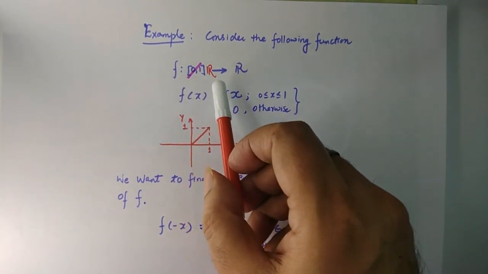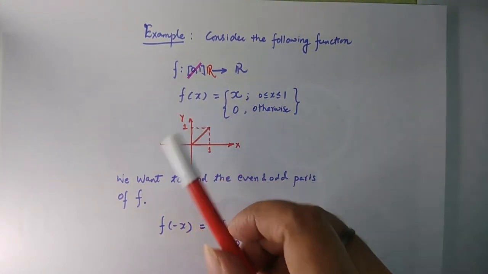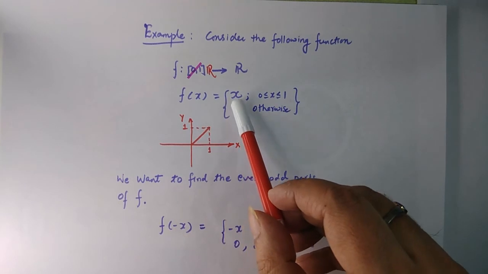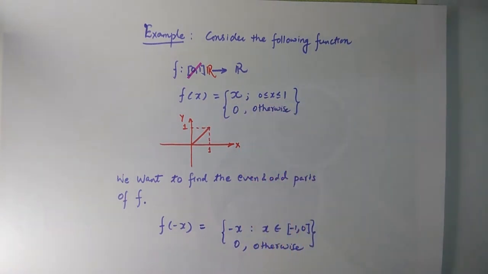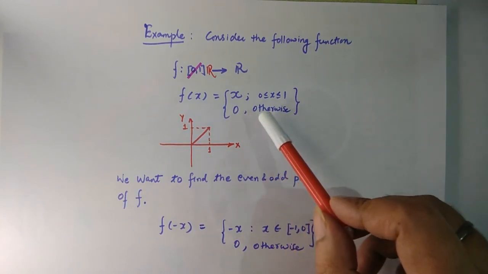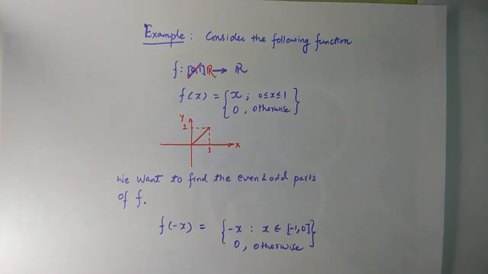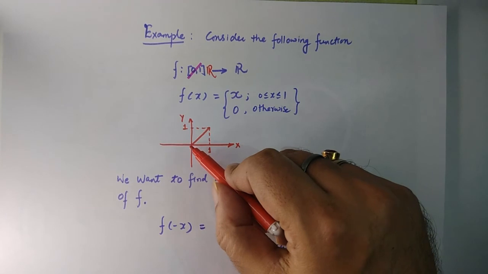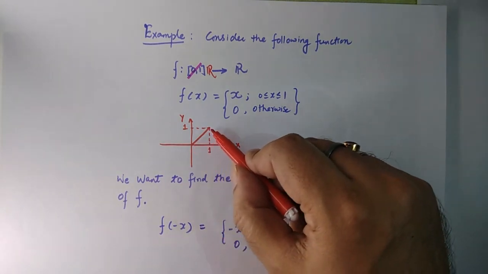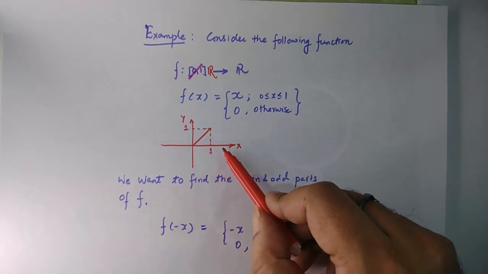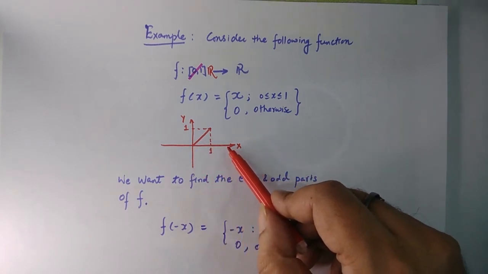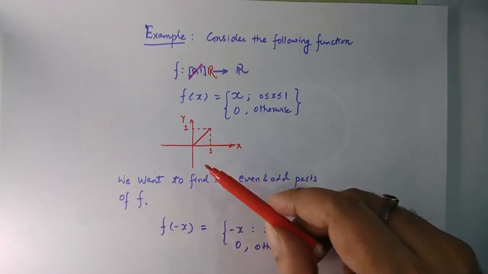Let f be a function from R to R defined in the following way. F of x is equal to x if 0 is less than or equal to x is less than or equal to 1, and 0 otherwise. The graph of the function will look like this. It will be the straight line segment y equal to x in the closed interval 0 to 1, and at any other point the value of the function will be equal to 0.